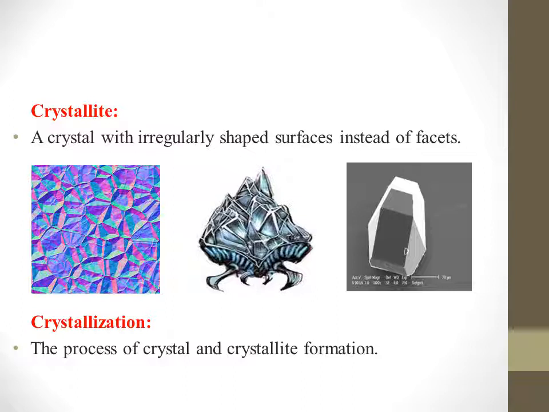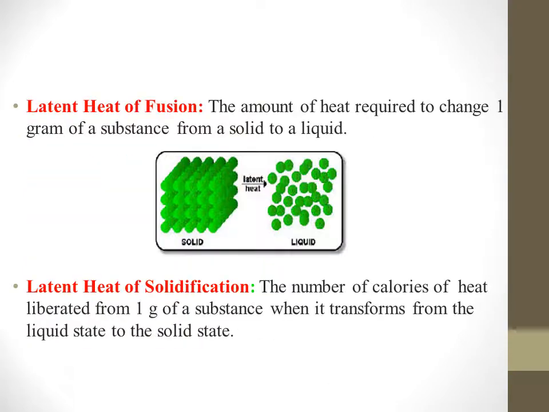So, a crystal is basically an arrangement of atoms in a regular plane with facets. A crystallite is basically a crystal with irregularly shaped surfaces instead of facets. Crystallization is the process of crystal and crystallite formation.